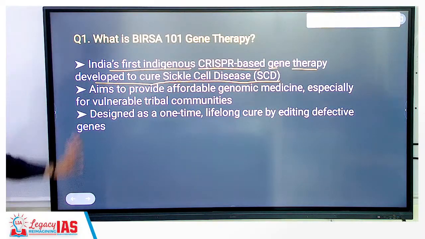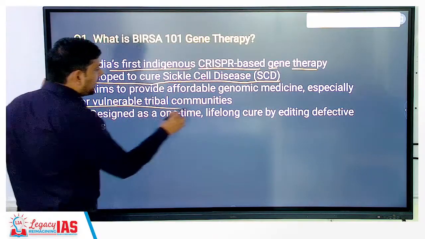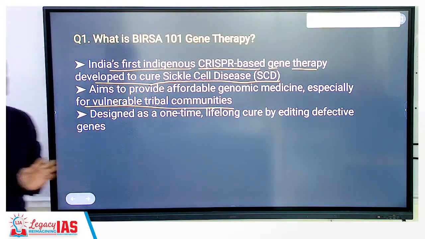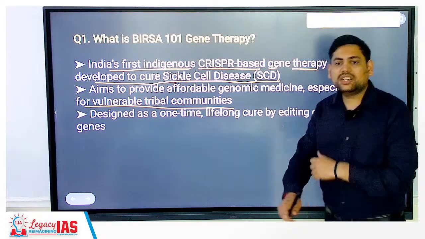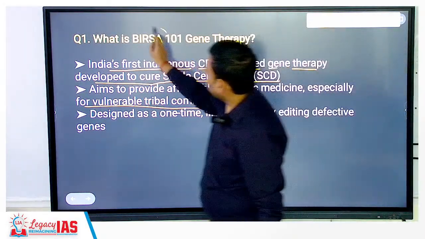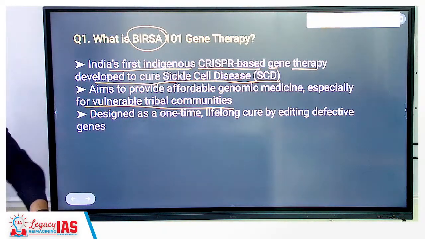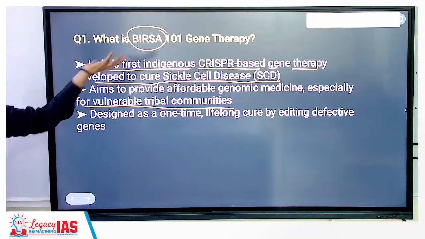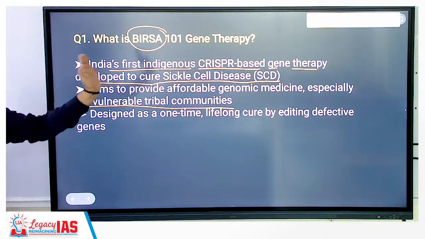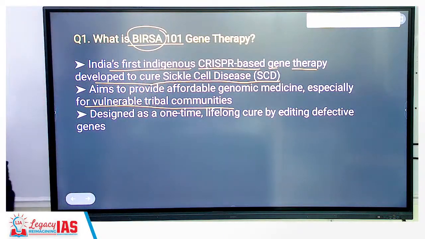Then it aims to provide affordable genomic medicine specially for vulnerable tribal communities. As I told you, sickle cell anemia or sickle cell disease is most common among certain pockets of tribals. That's why they have named it Birsa. Birsa Munda, you know about Birsa Munda? He was a revolutionary fighter. If you go in tribal states, they call him Birsa Bhagwan. So he has almost godlike status there. So this is Birsa. It is given on his name because it is very important for tribals. They are suffering the most from this.